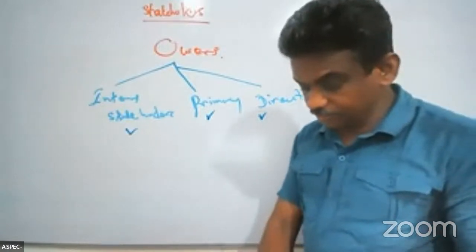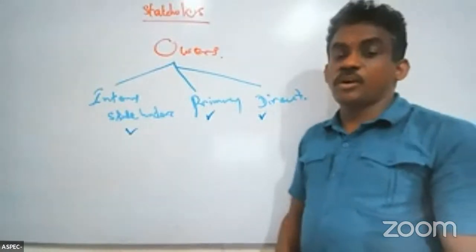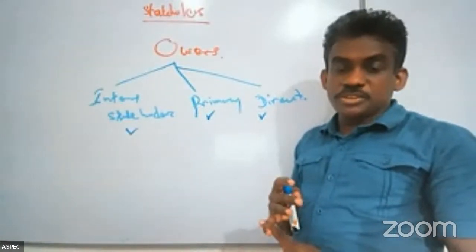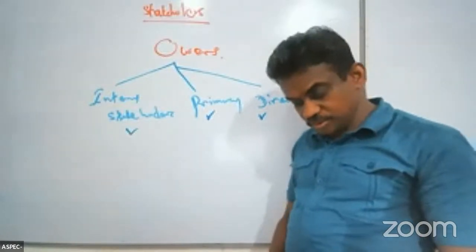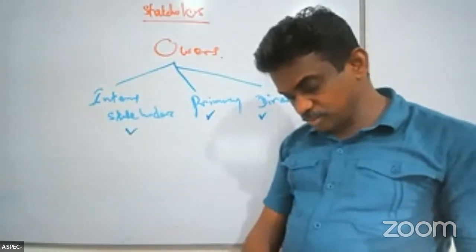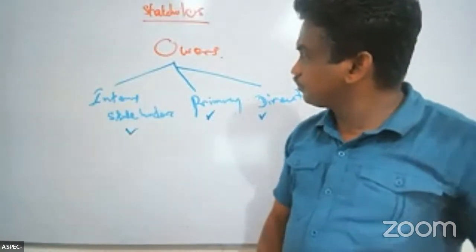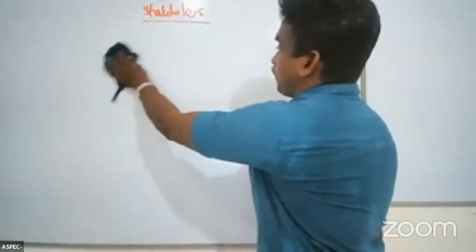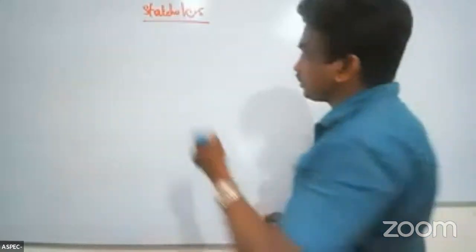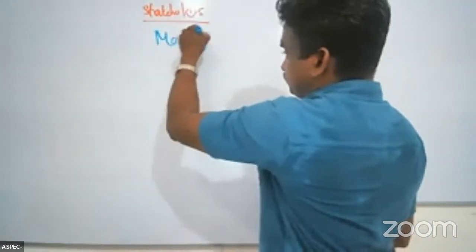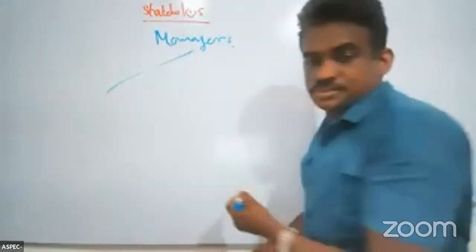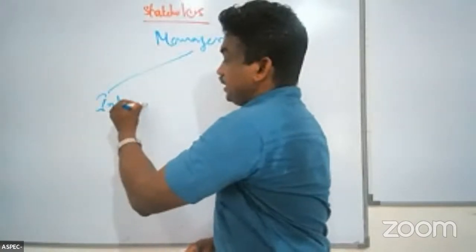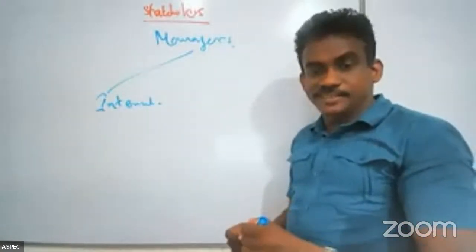Then, what is the objective of the owner of the business as a stakeholder? Owners want the business to be profitable and successful. Then we move to the other stakeholder. Managers of the business. Who are they? Internal stakeholder. Managers in the business.